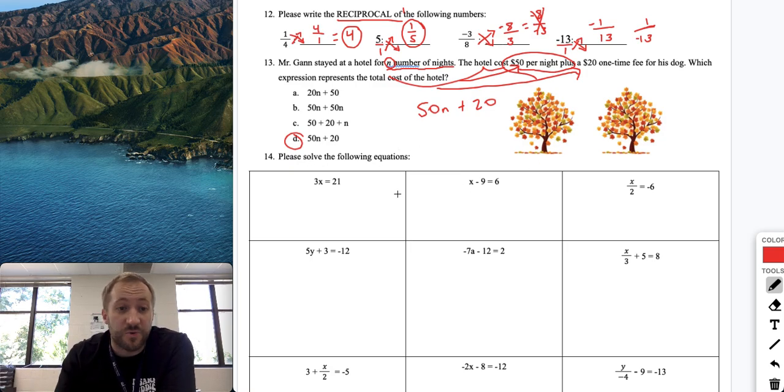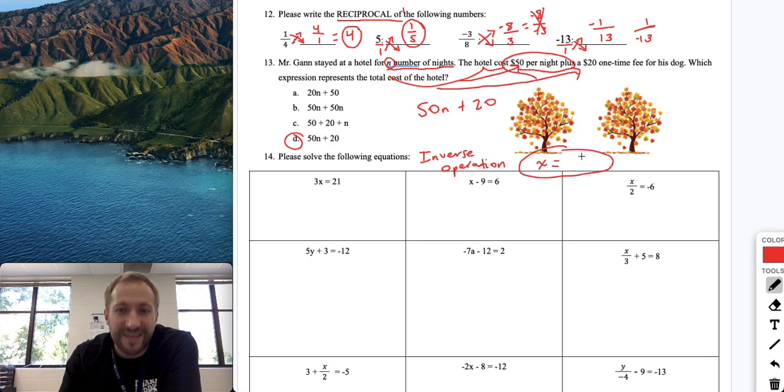Let's look at the next one. Now we have some equations we're going to get into. Whenever we do equations, essentially all we're doing is the inverse operation over and over and over again. Because the whole entire goal of doing these equations is trying to figure out what x equals, or in some of these cases, an a or a y. Whatever the variable is, we want to figure out what that variable equals in the equation.